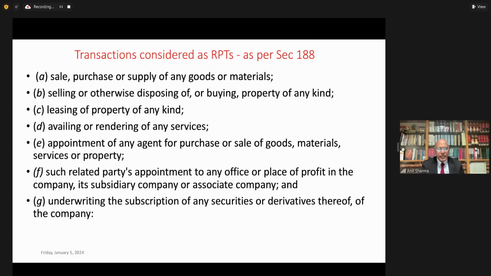Because Section 188 not only defines the transactions which are considered as related party transactions, but also explains the process which has to be adopted by the company, by the board, to enter into such transactions, sometimes before or sometimes even post facto. All those aspects are covered in Section 188. Finally, underwriting the subscription of securities or derivatives of the company is also a transaction considered as a related party transaction.